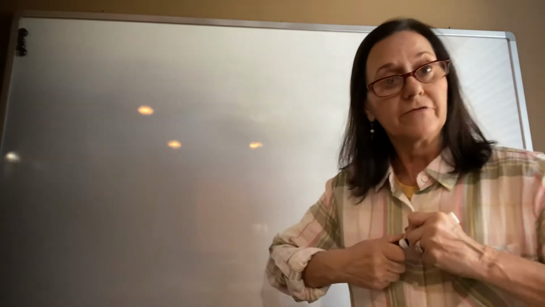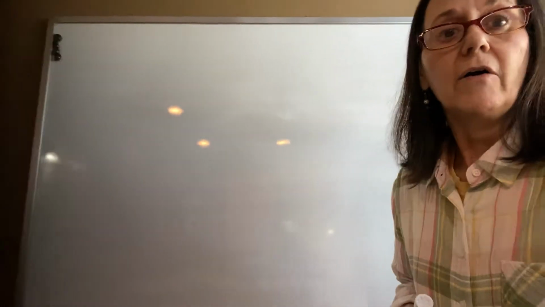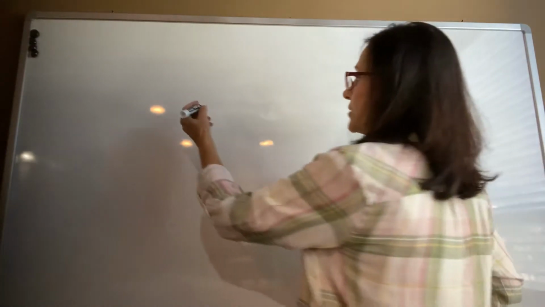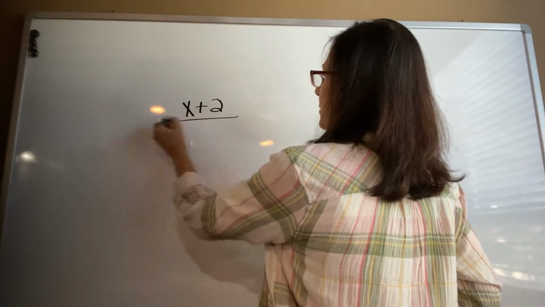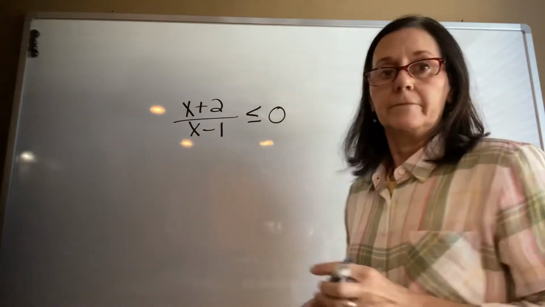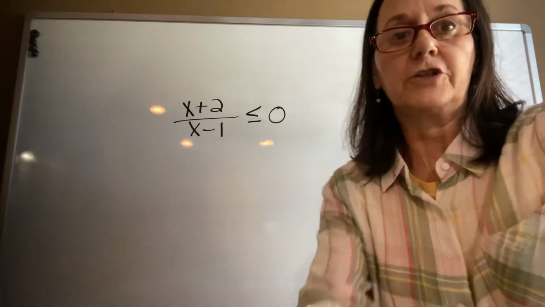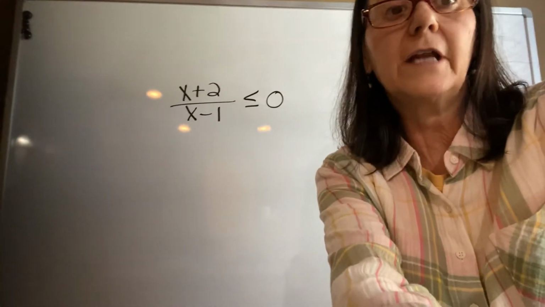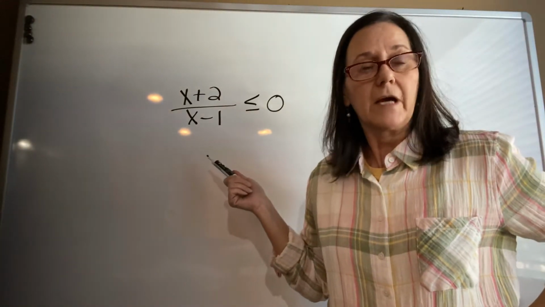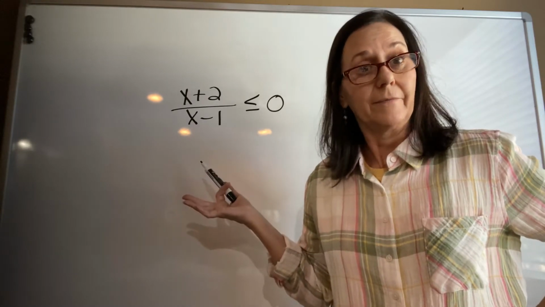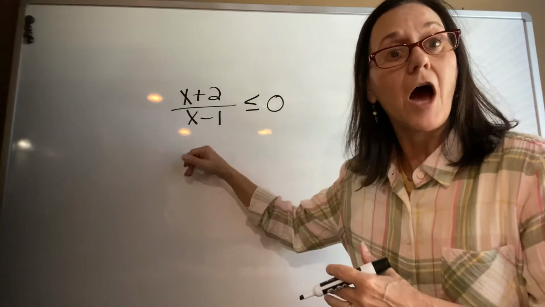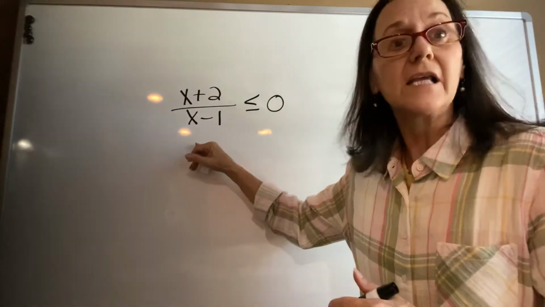Now we're going to have rational functions, and there's going to be something very important that you remember with rational functions. So a rational function looks something like x plus 2 over x minus 1, maybe less than or equal to 0. When you first look at the function, you have to look at the denominator. Remember, the denominator can never equal 0 because then the fraction is undefined. So that's the first question you answer. What can x not be? What value can x not equal?